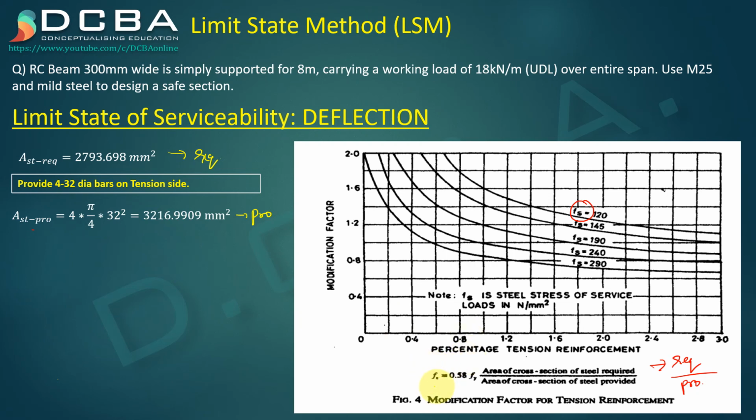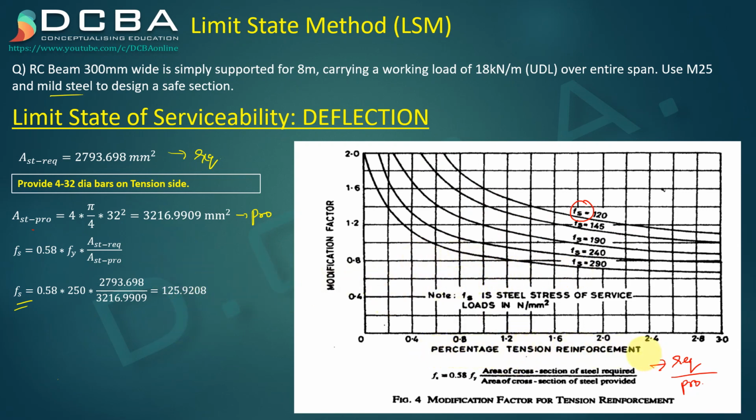So what is given here is Fs is 0.58 Fy, so 0.58 into Fy is what? Mild steel, it is 250, into AST required, 2793.698, upon provided, that gives you 125.9208. This is your Fs, you found Fs. So which curve you have to choose, that you can select from this.